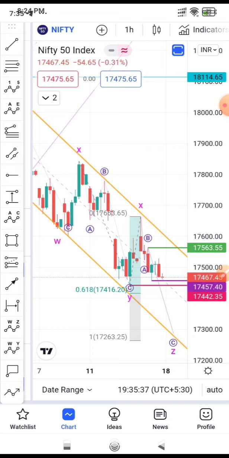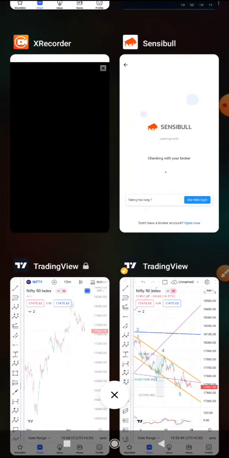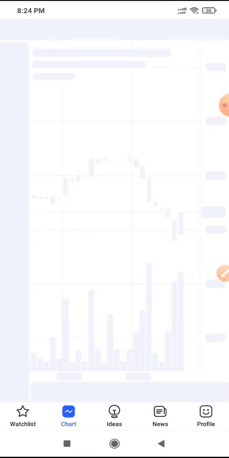Moving on to the next, I had shown you this view, right? So next, another view would be to consider this complete drop as, what to say, a complete bearish count. Okay, so let's open TradingView and check what that bearish count is all about.